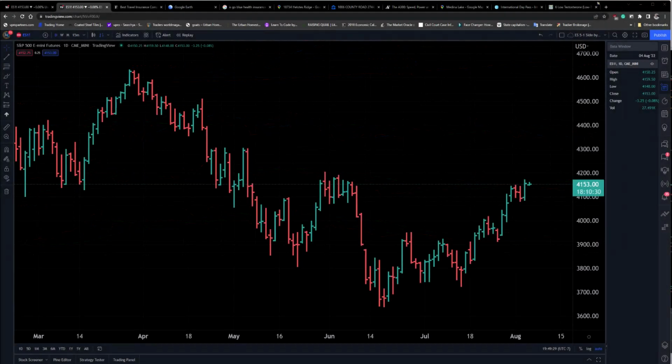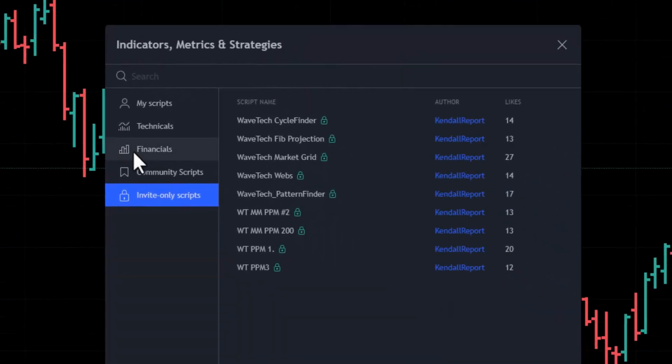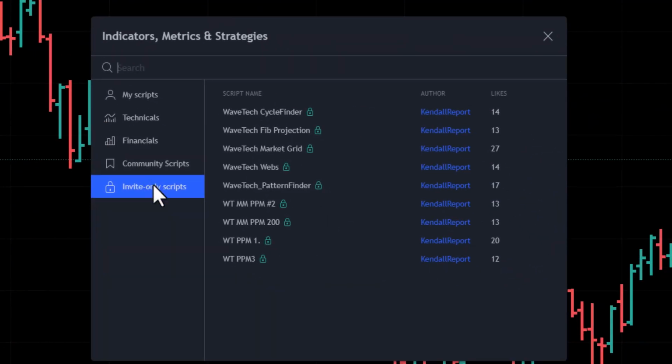Just like in the other videos, we're going to use an S&P chart, only this time I'm using a daily chart. I want to show you the larger cycles. It is a better way to illustrate exactly how this indicator works. So let's go up, as always, to the indicator button at the top. We're going to choose invite only scripts, and then we're going to choose the WaveTech cycle finder.